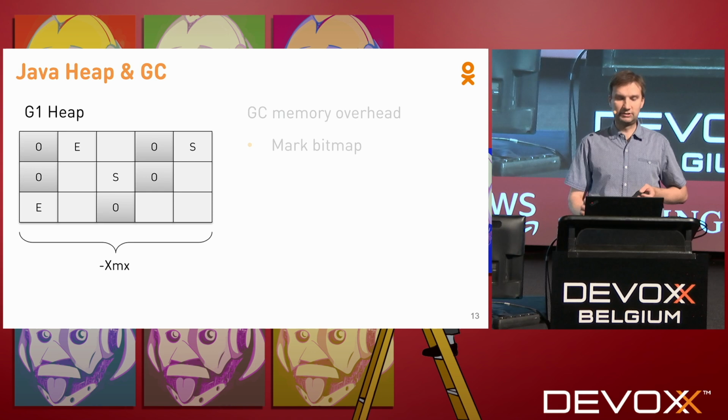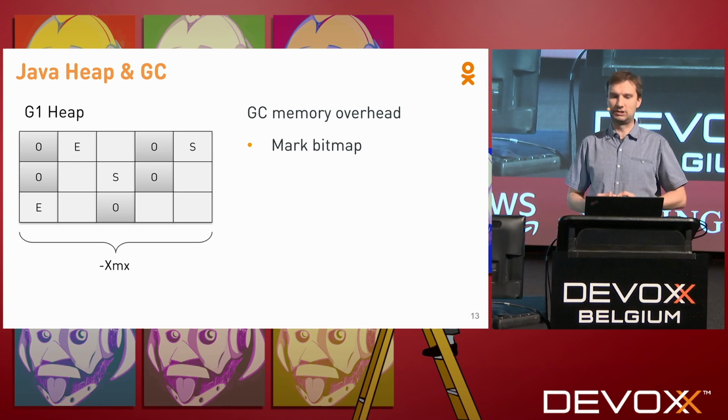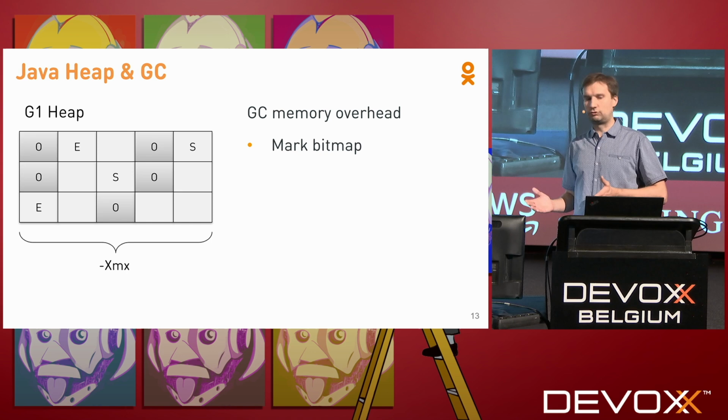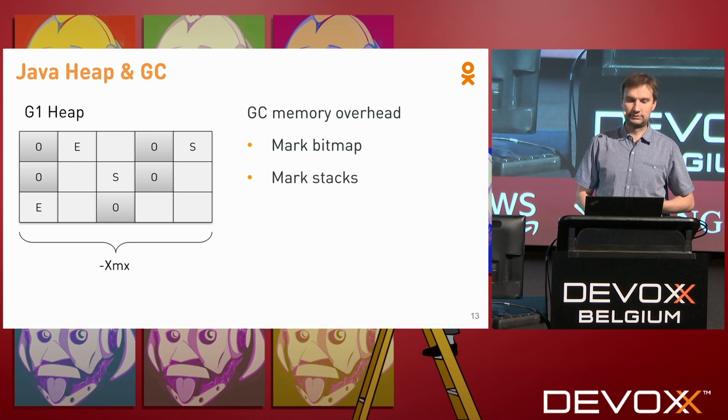But in order to manage the Java heap, the GC algorithm itself requires additional memory. And this memory is not included in the Xmx limit. For example, in order to traverse the object graph to find the reachable objects, GC uses another off-heap structure, mark bitmap, where it marks the visited objects. The traversal algorithm itself requires some more memory, the mark stacks.